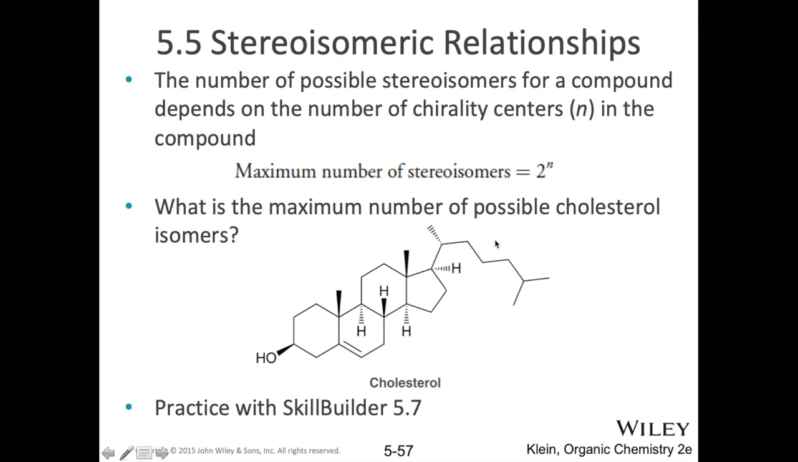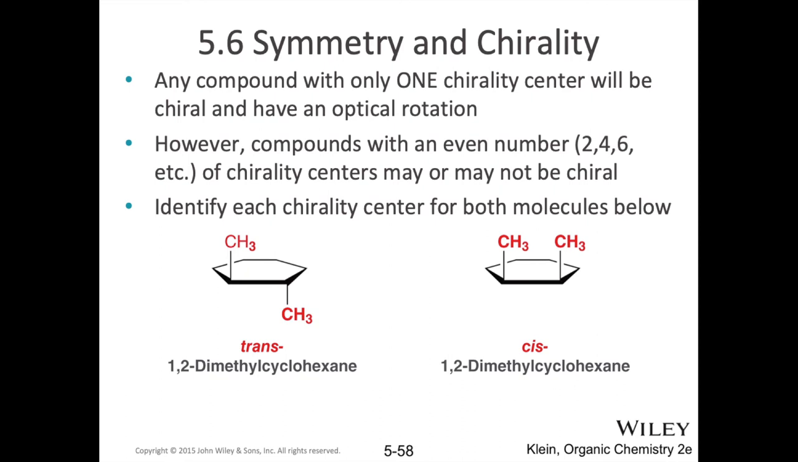So this would have 2 to the 8th possible stereoisomers. 2 to the power of 8 is 256 different isomers. So there's 256 different combinations of those 8 chiral centers that we could make. Now keep in mind that's a maximum number. In reality there might be fewer than that, depending on whether it's possible to actually flip a chiral center to have an R and S designation. So what do I mean by that?